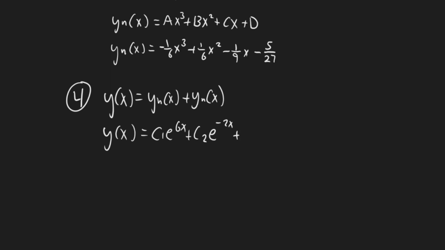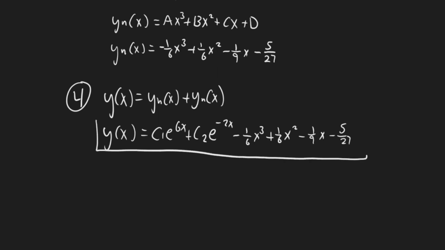This is going to be a minus, so minus 1/6 x cubed plus 1/6 x squared minus 1/9 x minus 5 over 27. Whew, and that's going to be our final answer for this ODE using the undetermined coefficients method.